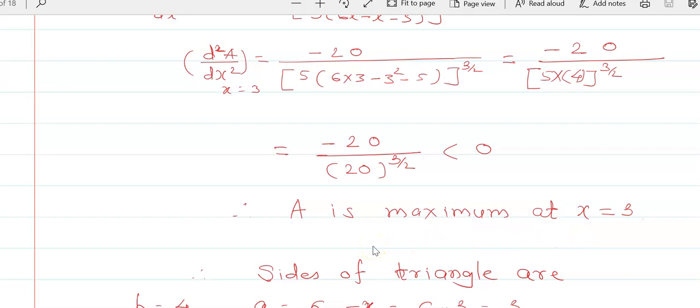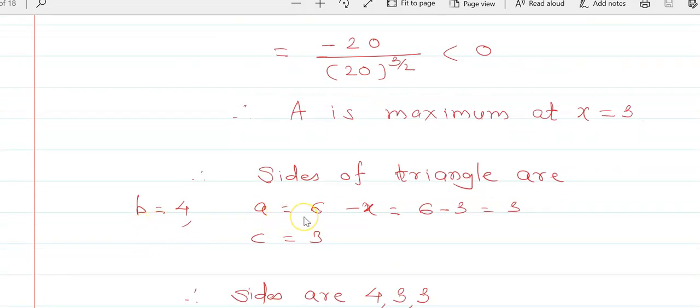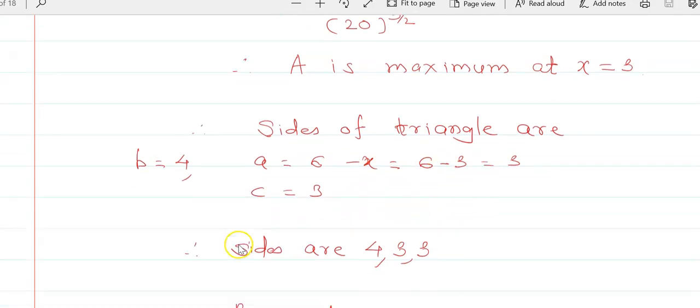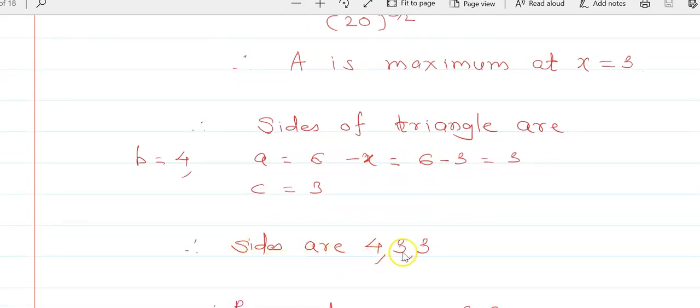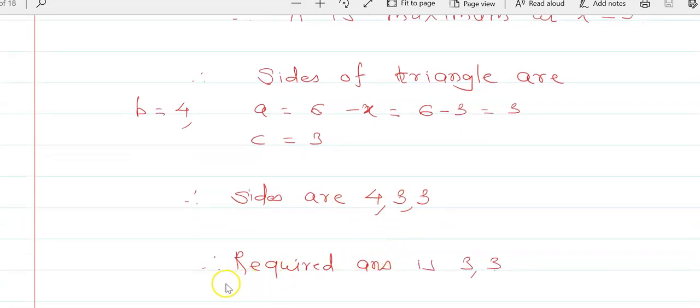The sides of the triangle are b equals 4, a equals 6 minus x, that is 6 minus 3, which equals 3. Therefore the sides are 4, 3 and 3. These are the required remaining sides. One side is given as 4 and the other two sides are 3 and 3. And again I am repeating, these are the remaining two sides of the triangle, 3 and 3. In this way we have completed the fourth part of this exercise, because this exercise is a big one.